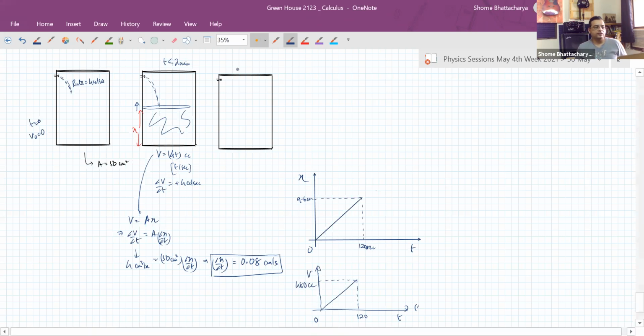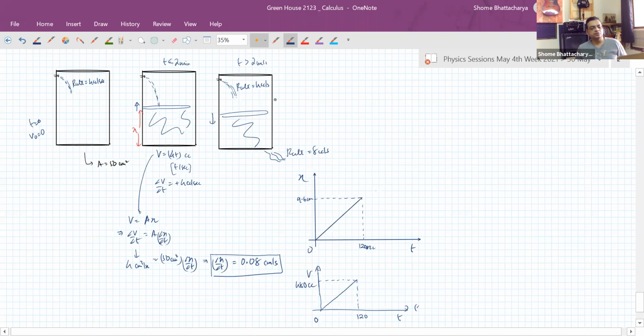Right. Now, after t equal to 2 minutes, what's happening? There is a leakage from the bottom. So this is at a rate of 8 cc per second. But water continues to inlet at a rate of 4 cc per second. So now what is happening? The level of water will start going down.